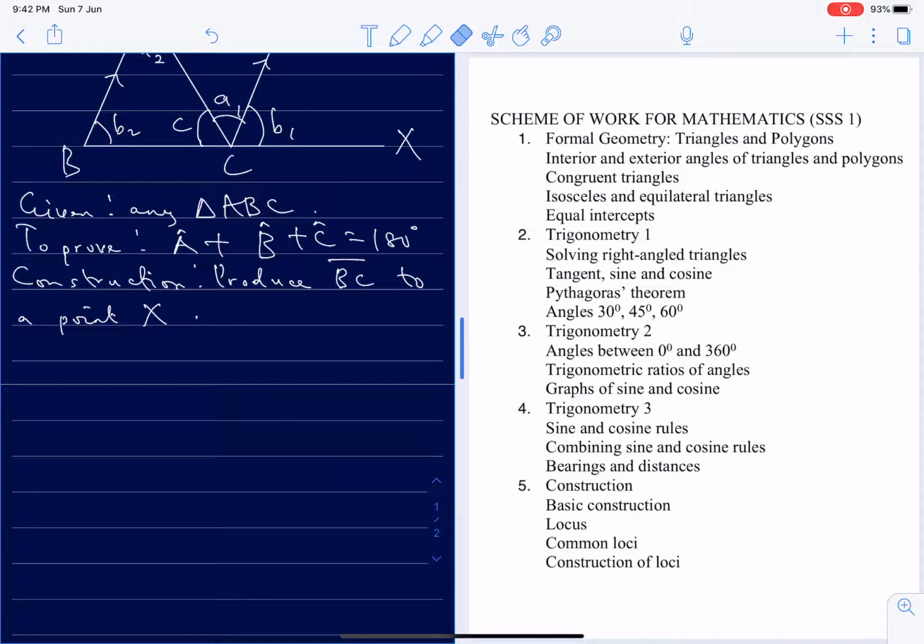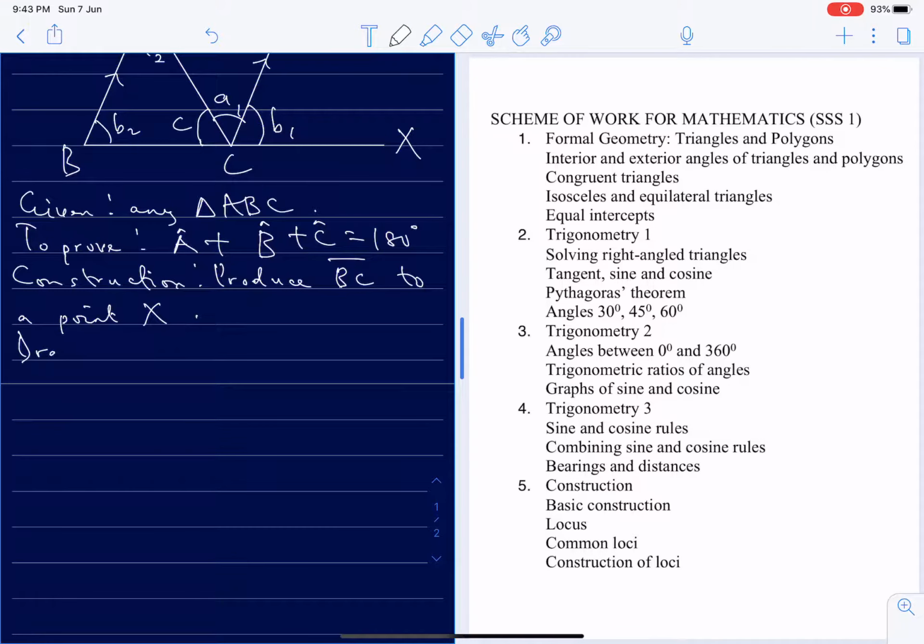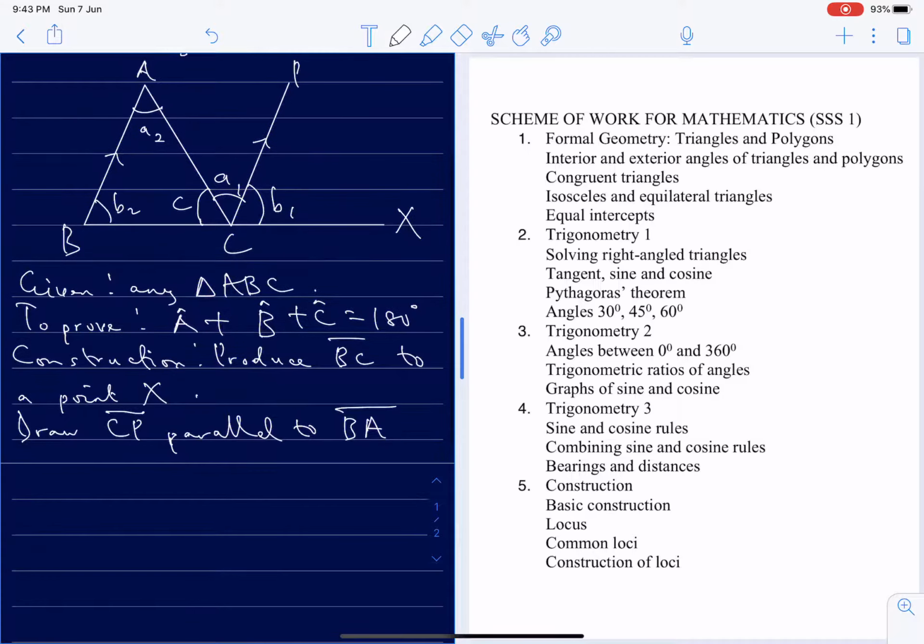Now, what's the next thing we're going to do? Draw CP parallel to BA. That means draw another line from C to a point P such that it is parallel to BA, which is this. Of course, you can see that this line is parallel to line BA.